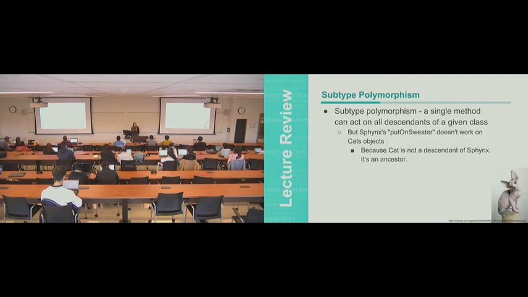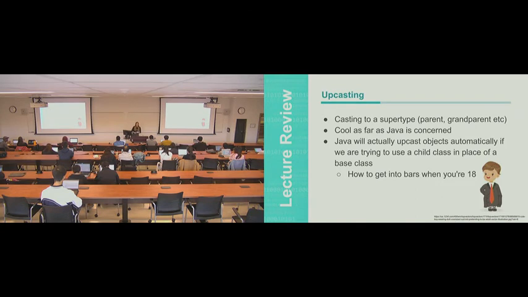All right. If there are no more questions there, touching on upcasting and downcasting might help with understanding subtype polymorphism. Basically, with upcasting, we can cast to a supertype: parent, grandparent class, whatever. This is cool as far as Java is concerned. Java will actually upcast objects automatically if we are trying to use a child class in place of a base class. This is what's going on with subtype polymorphism, where it will automatically upcast the Cat type up to an Object, and similarly Cat up to an Animal or Animal up to an Object. Java knows how to do that.